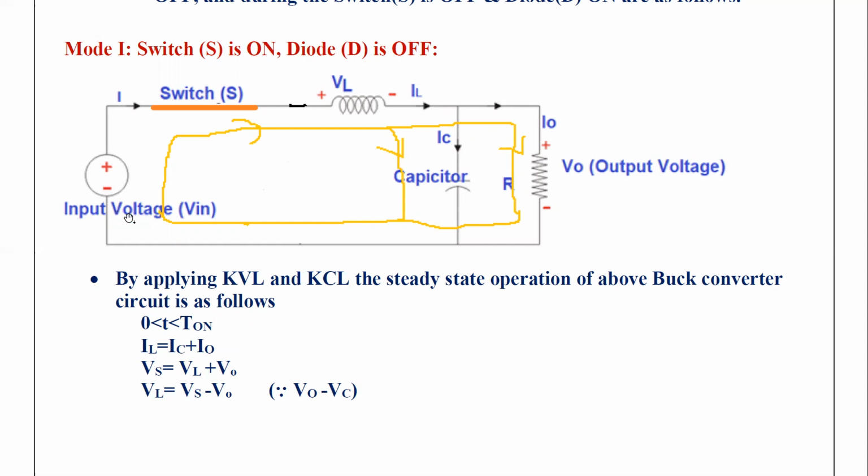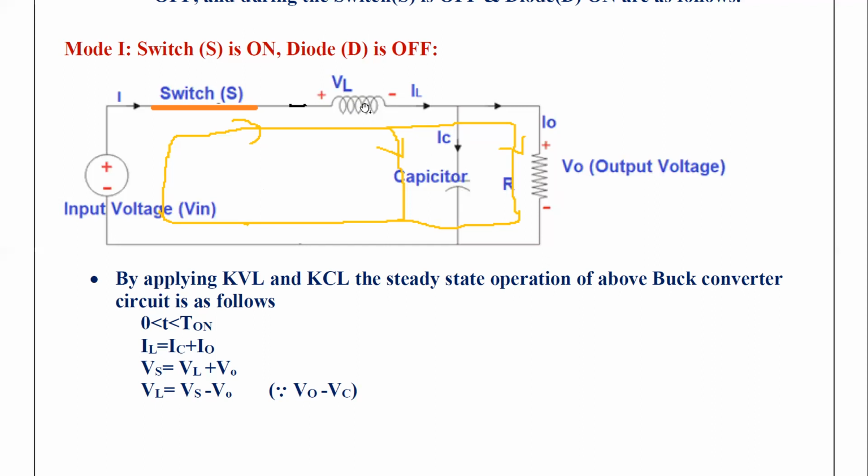Similarly, if you apply KVL in this loop, the source voltage Vs is equal to the drop across the inductor VL plus the V0. So Vs can be written as VL plus V0, right? In the buck converter, boost converter, any converter, you have to calculate the capacitor current IC and the inductor voltage VL for calculation.